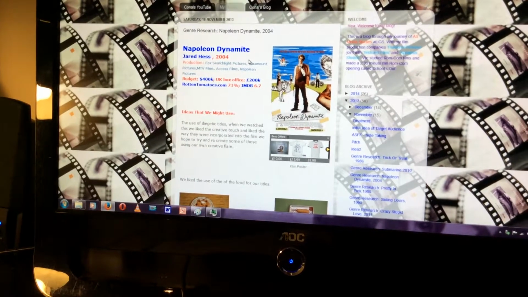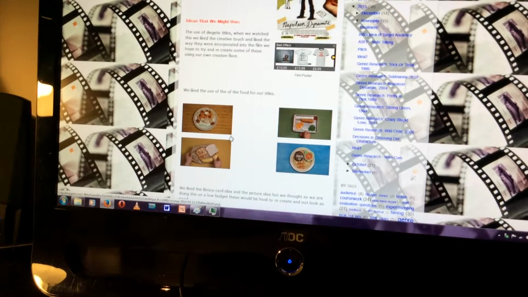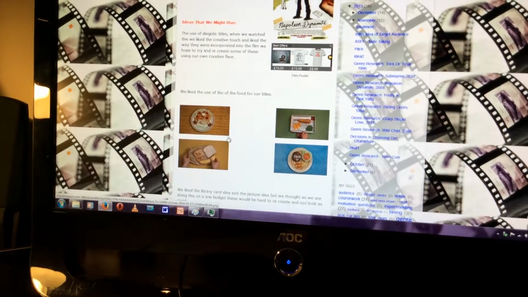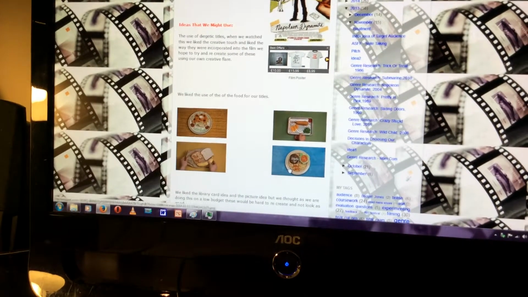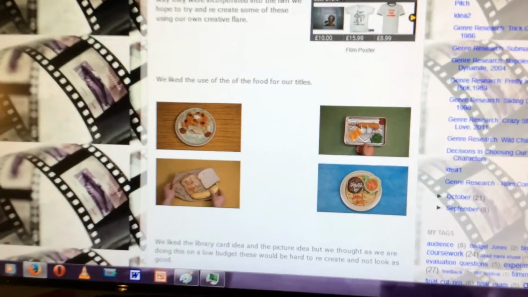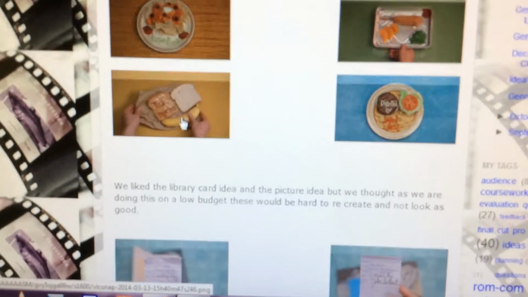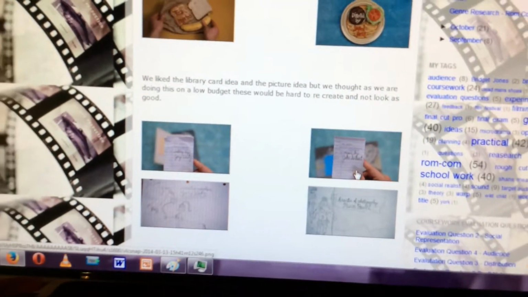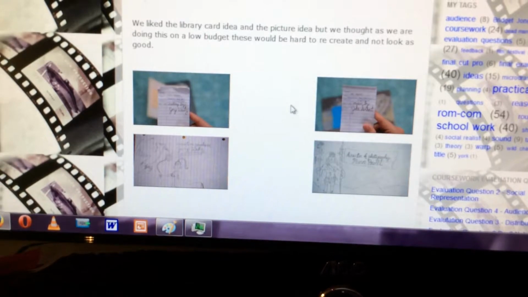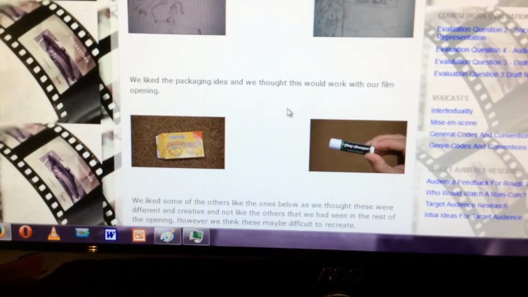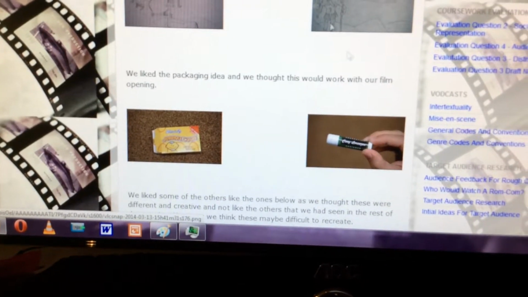We also looked at Napoleon Dynamite and took inspiration for our diegetic titles. Diegetic titles are when they are in the world of the film rather than shown on screen. As you can see, these are made from food, and they've got the names of the director and other actors, etc. There's also bits of paper here, but we thought these were going to be hard to reproduce, and we thought that ours would not look as good as these, which looked quite detailed. We liked the idea of these, and showing them on products, we thought that was a good idea too.